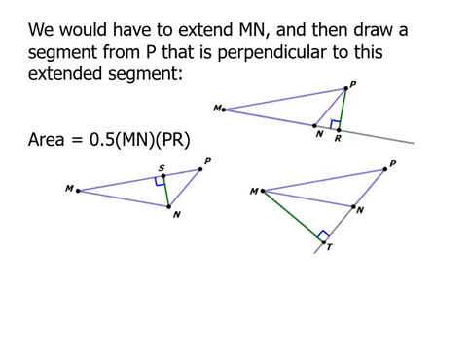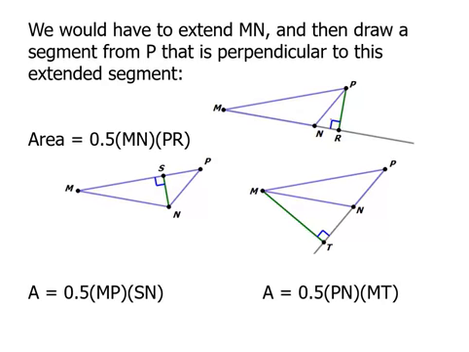And of course, we could also draw the altitude from N to MP, or we could extend segment NP and draw altitude MT. And this gives us two more ways to find the area of the same triangle. And of course, if we actually had numbers, all three ways of calculating the area would lead to the same area, because a triangle only has one area, no matter which way we calculate it.